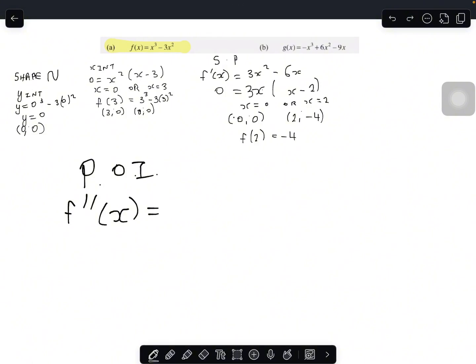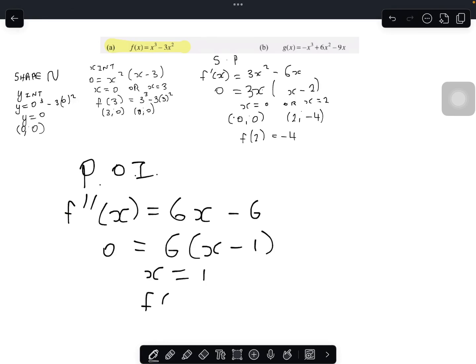We're going to look at our first derivative and derive it again. So I'm going to have 6x minus 6. I'm going to say 0 equals 6 into x minus 1. Then I'm going to have x equals 1. So then I'm going to find what is f of 1. Put that into my calculator, and I'll get 1 minus 3, which will be negative 2. So this point here is 1 and negative 2.